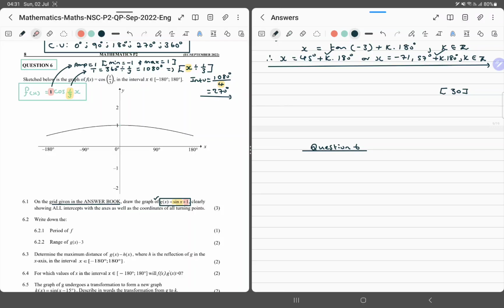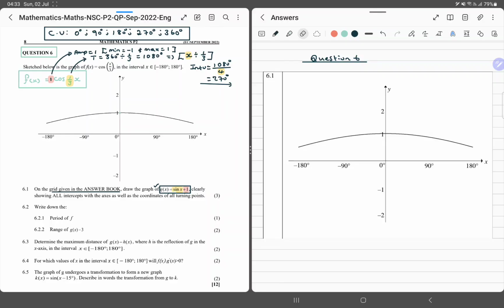So question 6 says we have to look for that graph. Maybe let's just look. Okay, so we've got our graph right there. So now we need to find stuff. Here it's very easy because the critical values for sine are the same. Now let's see. The first one is 0, right? So sine of 0 is 0. Then we add 1. So this one goes to 1 over there.